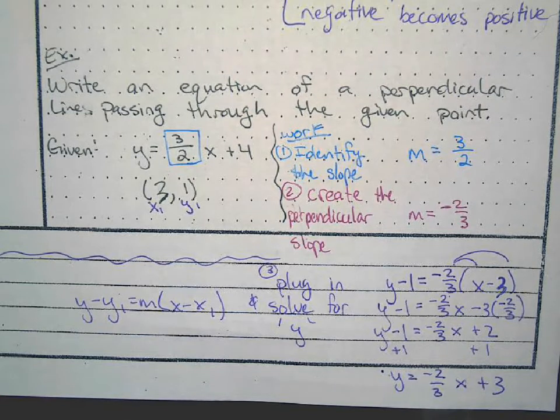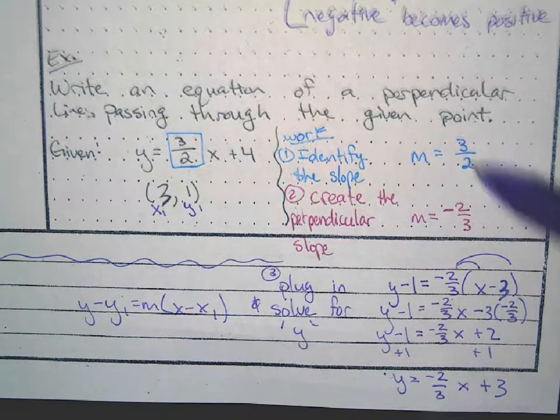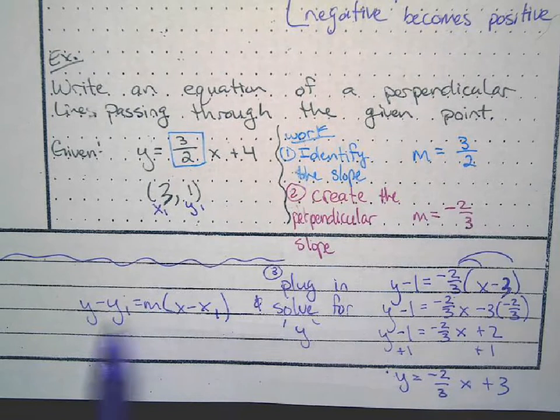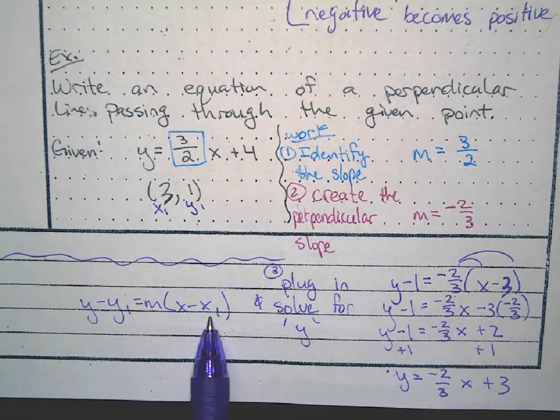So that's how we find the equations of perpendicular lines. We identify their slope, then we take that slope and we flip it, make it its opposite, plug into our point slope formula, and solve for y.